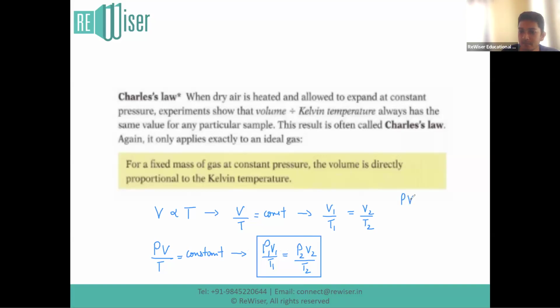pressure P into V equals constant, that is if temperature T is a constant. Again, you have pressure P over temperature as a constant, that is if volume is a constant, and volume V over temperature T as a constant if pressure is a constant. If none of them are constants, then P1 V1 by T1 equals P2 V2 by T2. Although, yes, I am straying out of syllabus, so you do not have to remember this particular concept.